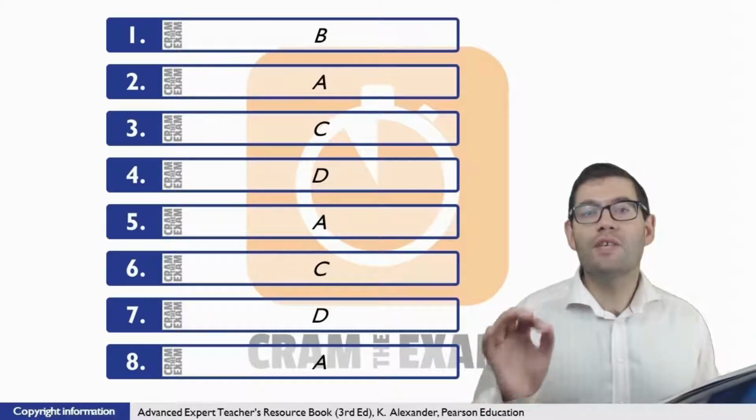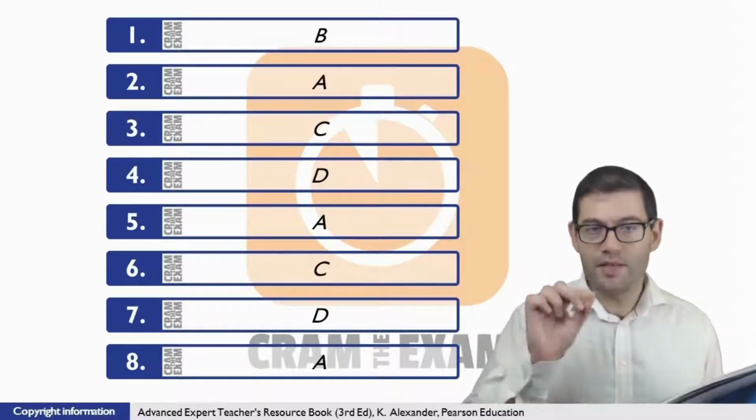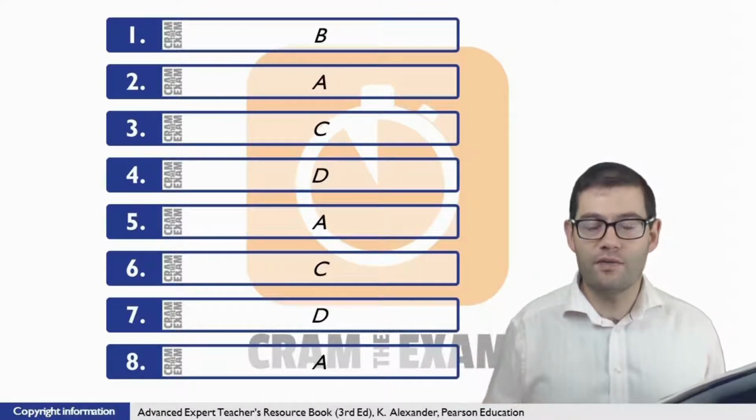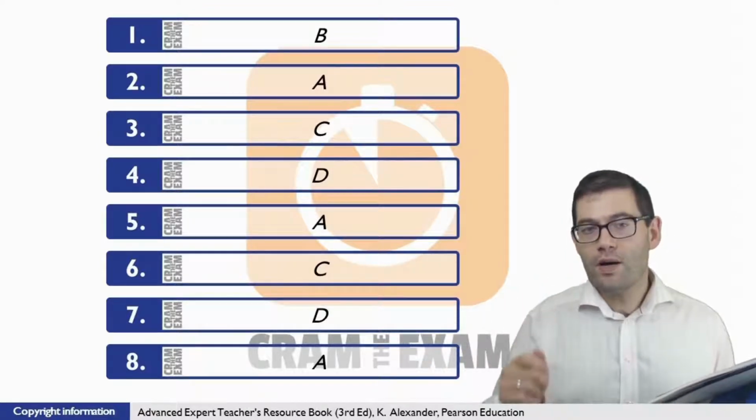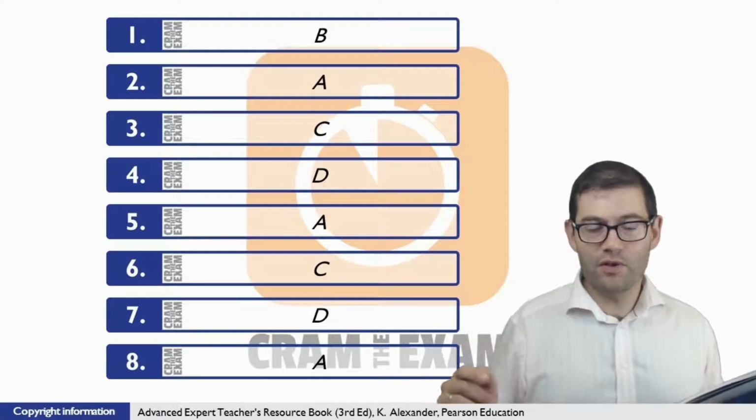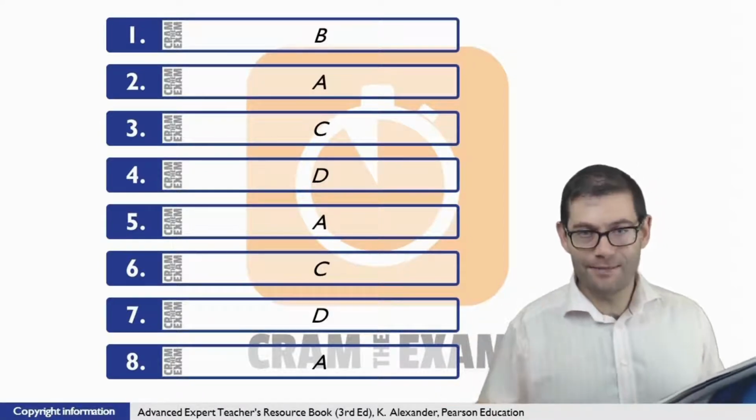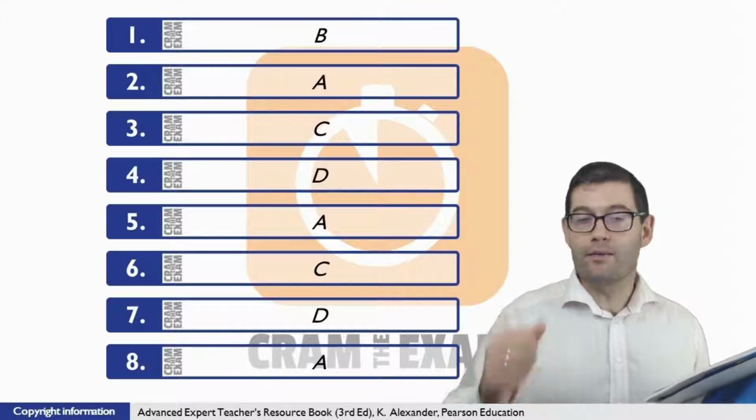For question number 2, the key word here is a preposition, but it's a preposition that we can see a few words after the gap. There's only one answer out of the 4 answers that we've got that can work with as, and that is A, regard.